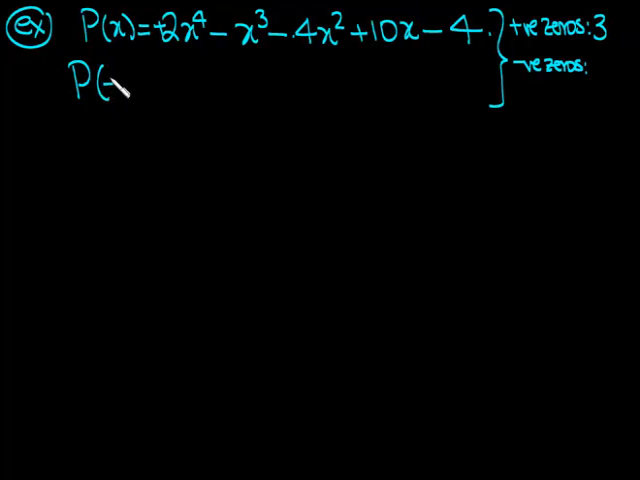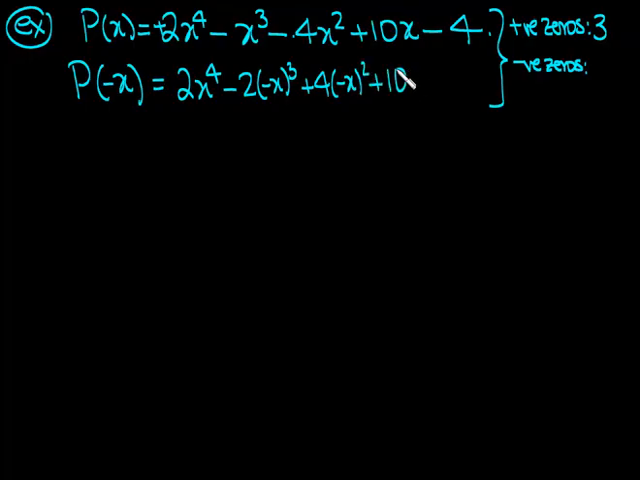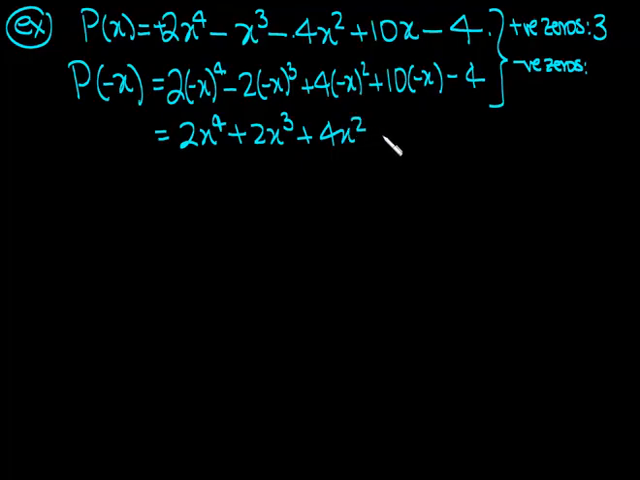To find the negative sign changes, you replace x with minus x. So you get 2x to the 4th minus x cubed plus 4 negative x squared plus 10 times negative x minus 4. Okay, so we get 2x to the fourth plus 2x cubed plus 4x squared minus 10x minus 4. So now, how many sign changes do I have here? Positive to positive, no sign change, no sign change, 1, and that's it. So I have a possibility of 1 negative zero.